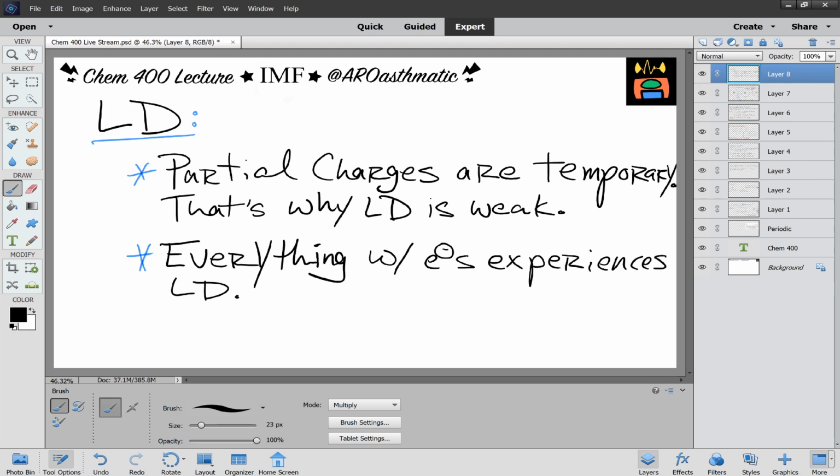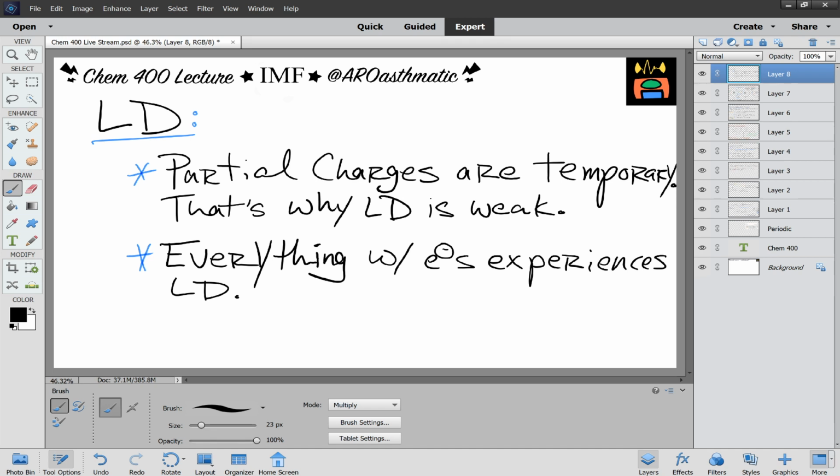All right. So if you're doing, for example, the multiple choice on Canvas, and you come up against a molecule, and I ask you to determine the intermolecular forces in this molecule, the answer must include London dispersion if that thing has electrons. You can rule out in multiple choice, if it has electrons, it's got to feel London dispersion. So any answer that doesn't have LD is automatically incorrect. Everything with electrons experiences London dispersion. It's weak, but everything has them.